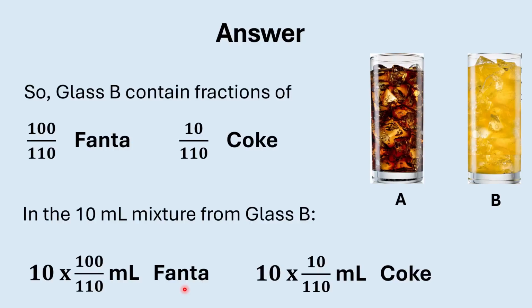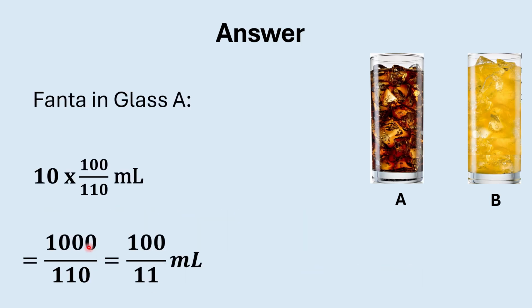So from here, we can calculate the amount of Fanta in glass A at the end, because this is the only time that Fanta has been added to glass A. That means its amount is just equal to 10 times 100 over 110 milliliter. So it's equal to 1000 over 110, and we can simplify it to 100 over 11 milliliter. Okay, just bear this in mind. There is 100 over 11 milliliter of Fanta in glass A at the end.